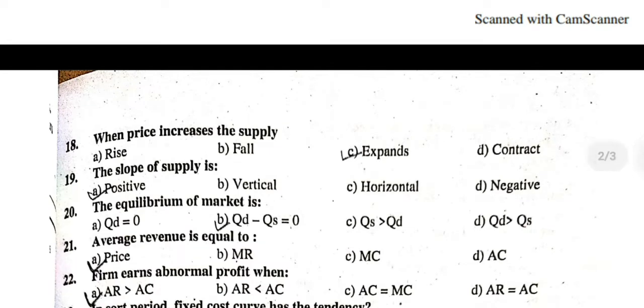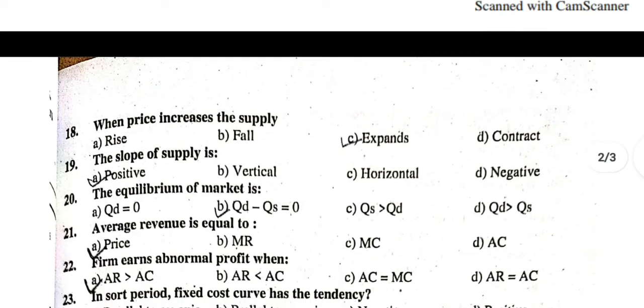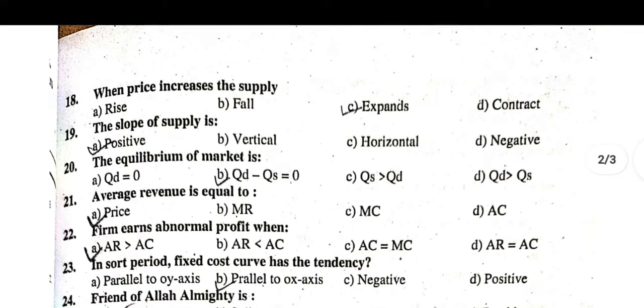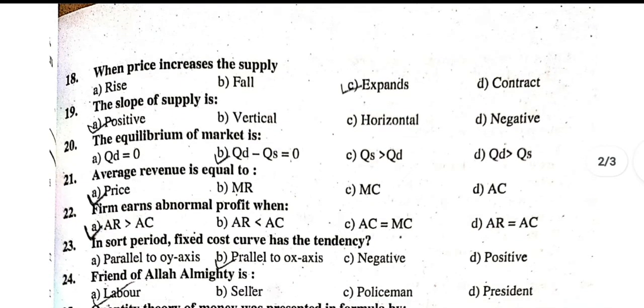22. The firm earns abnormal profit when AR is greater than AC. In short period, fixed cost curve has a tendency of B. Parallel to OX axis.